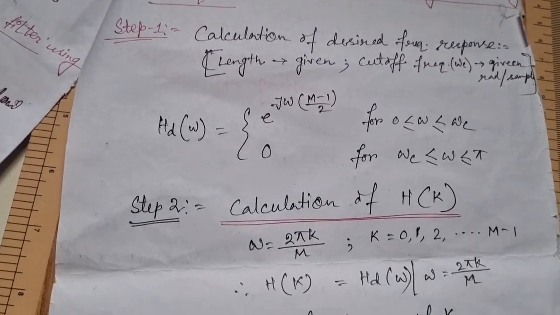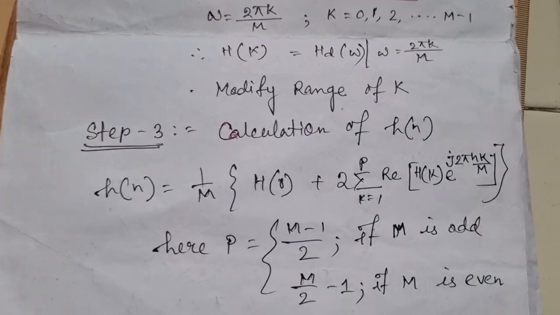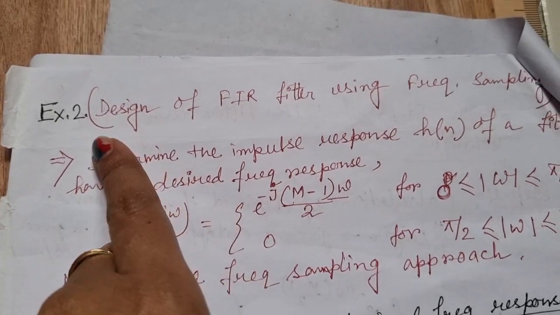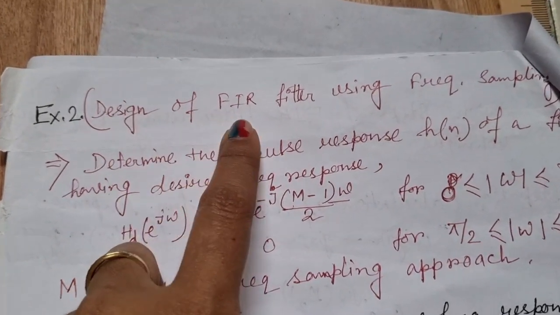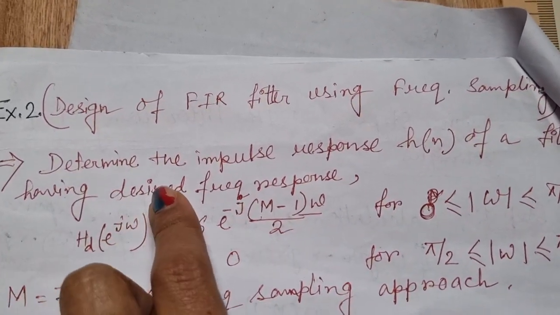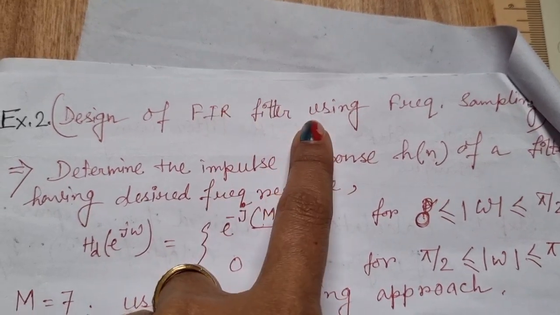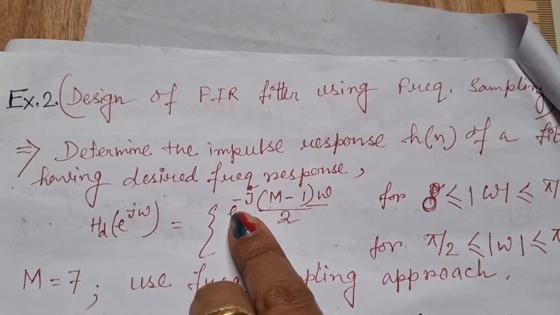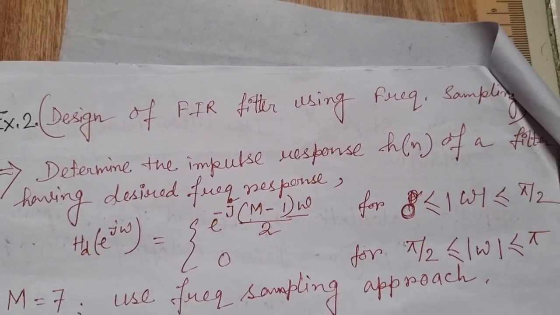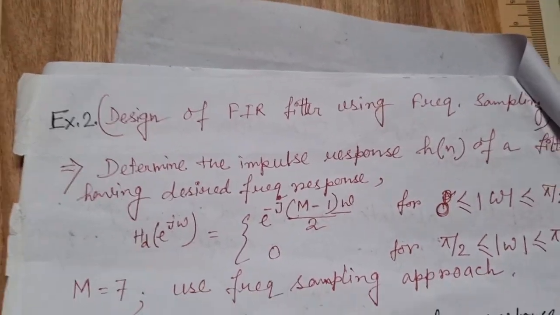So let's start with one example so that we can understand the whole process. Now come to the example: design an FIR filter using the frequency sampling technique. This is given: determine the impulse response or design the FIR filter. The same question may come as designing the FIR filter or determining the impulse response; it is the same thing you have to do.